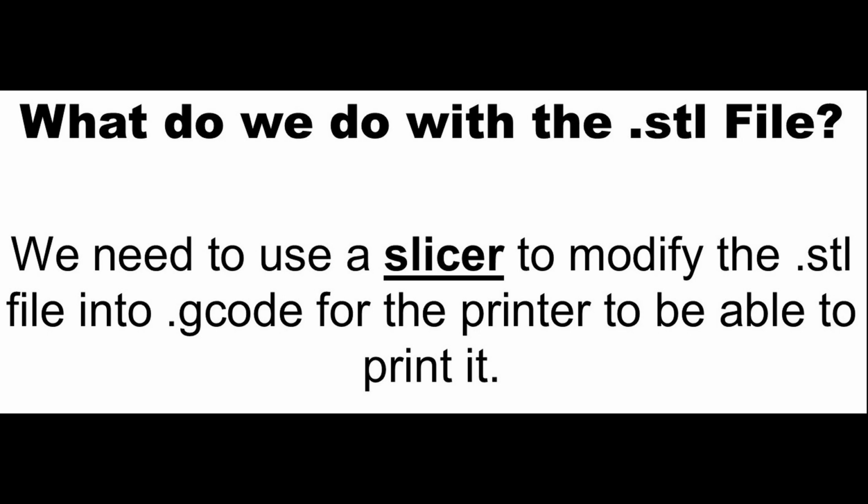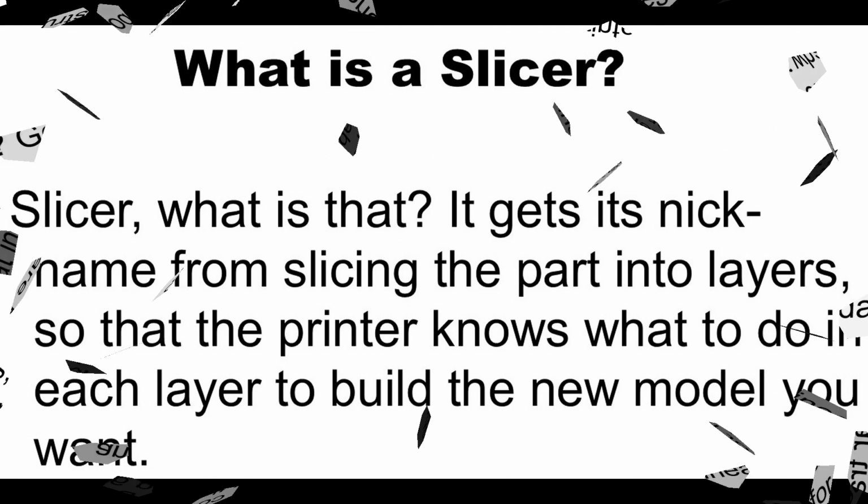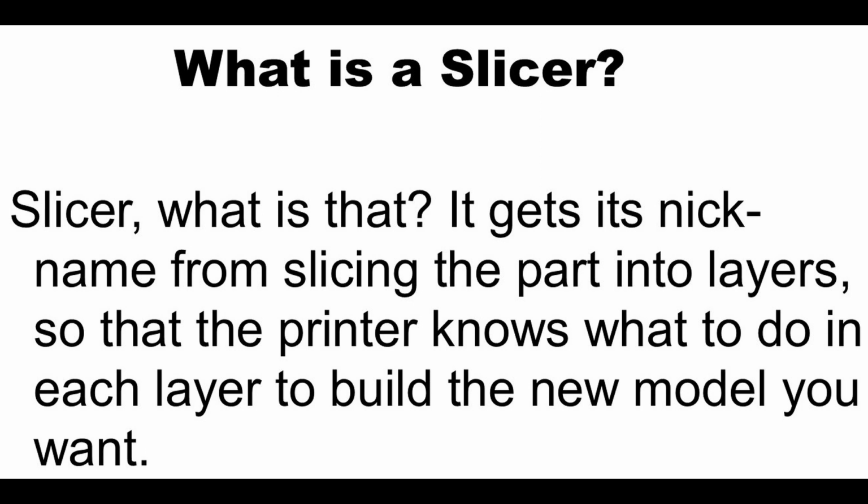Okay, now what do we do with the STL file? Well, we need to use a slicer to modify the STL file to go to G-code for the printer to be able to print to it. Okay, what is G-code? That's another strangely named file. Well, G-code is a series of instructions that instructs the printer what to do. There are M codes or modal commands and G codes or linear travel instructions. But thankfully, for the most part, the slicing software takes care of that part for us, so we don't have to worry about that.